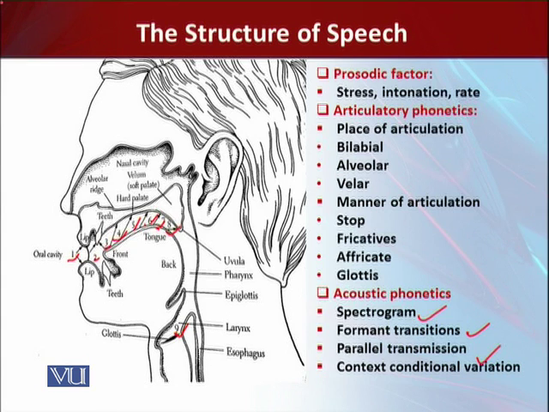Coming to parallel transmission. Parallel transmission is something where you do not produce phonemes like beads on a necklace. Instead, you are transmitting overlapping parts of phonemes in parallel. Then you have context conditional variation, which is basically the understanding that each phoneme is affected by surrounding phonemes, which is also known as lack of invariance.